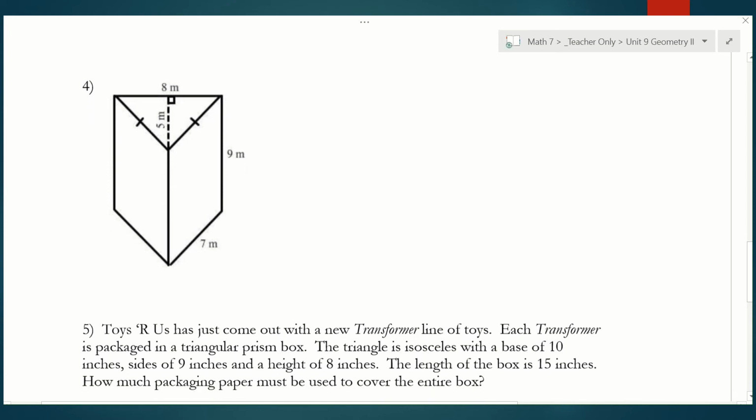Okay, so for this one, hopefully you noticed that this was an isosceles triangle for the bases, which means that two of your rectangles are going to have the same area. So let's start though with the triangle. So the triangle has a base of 8 and a height of 5, because those are the two sides that make that right angle right there. So 1/2 times 8 times 5. So 8 times 5 is 40. Half of 40 is 20.